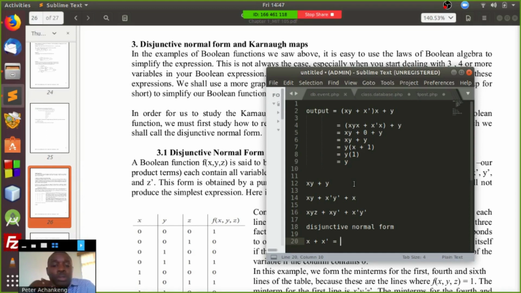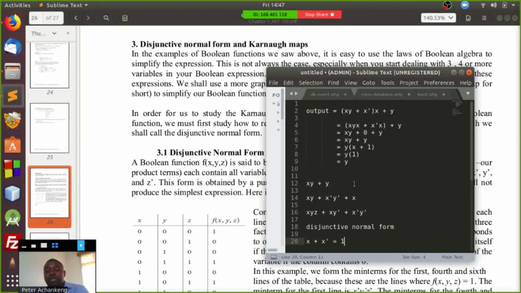Why? Is equal to... The student here says that x plus x prime is 1. It's 1, good. x plus x prime is 1. Something or its opposite is 1. Always true. So we're going to exploit that fact.